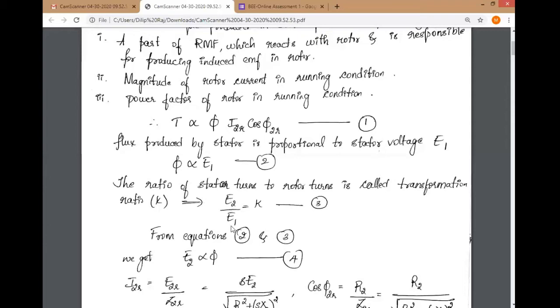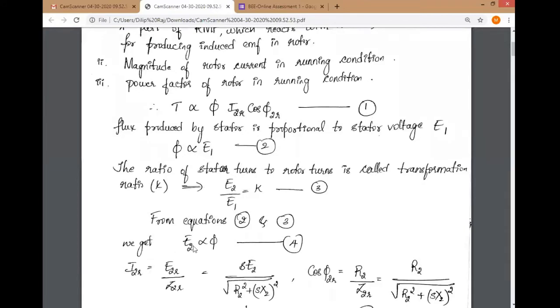So E2 is given by K times E1, or if we remove this equal sign and relate it through proportional relation, E2 will be directly proportional to E1. Therefore, we are replacing this E1 by E2 in equation 2. So this flux will be dependent on E2, that is rotor induced EMF. Let us take it as equation 4.